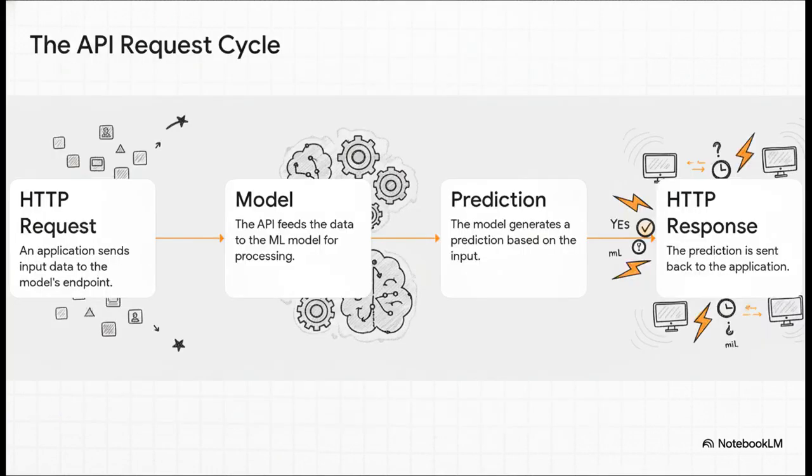You know, the core loop is surprisingly simple. An application sends some data, let's say a customer's information, to a specific URL. The API catches that request, hands the data over to our model, and gets the prediction, like, is this customer going to churn? And then it sends that answer right back. This whole four-step dance happens in milliseconds, thousands of times a minute.